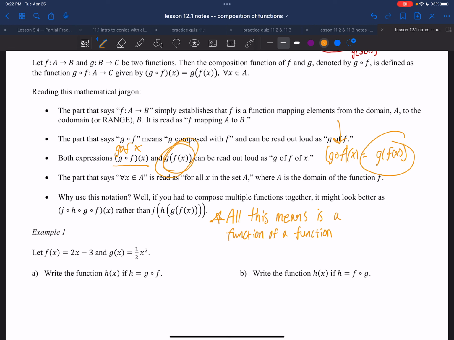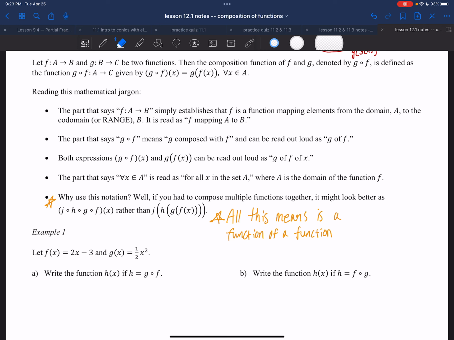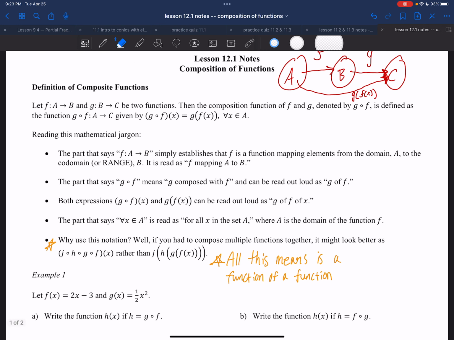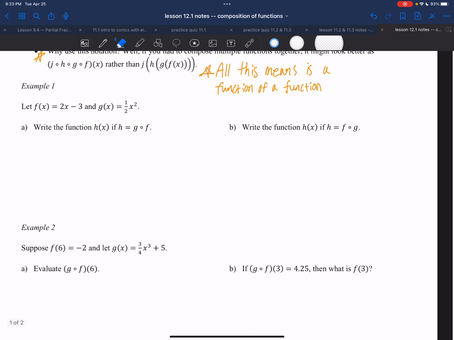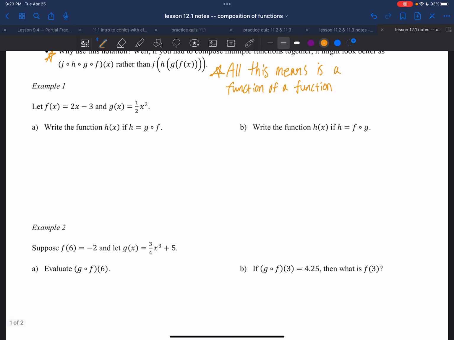You say, well, why do you show this? Well, why use this notation? Well, if you needed to do j of h of g of f of x, it looks prettier like this than it does that. That just looks messy, and I mean, look at those parentheses, right? It just looks like a mess. So that's kind of why this notation is here. But again, it's fine if you don't use all this language and words. I just want you to see it. That's it. I just want you to be exposed to it.